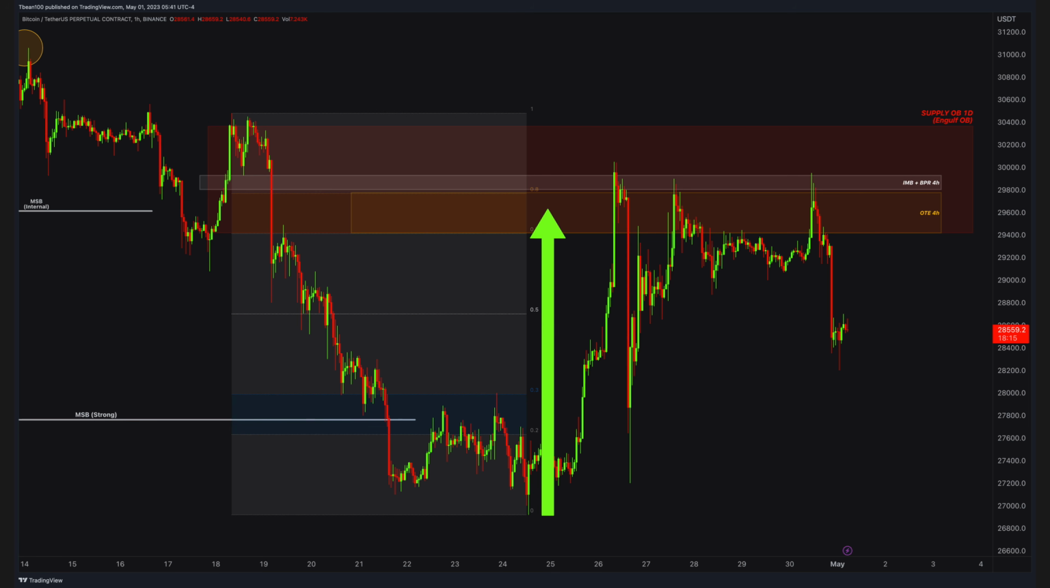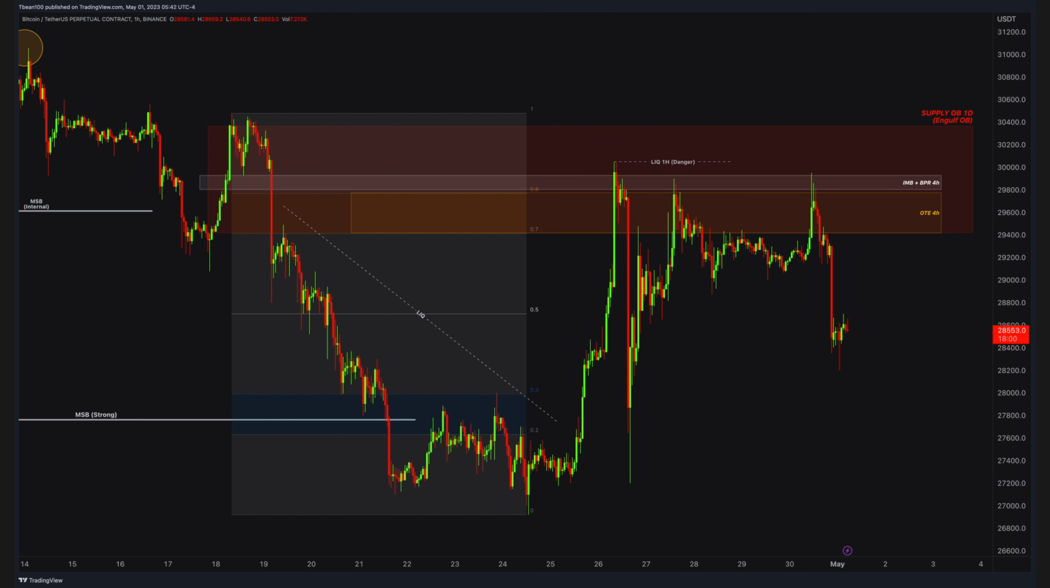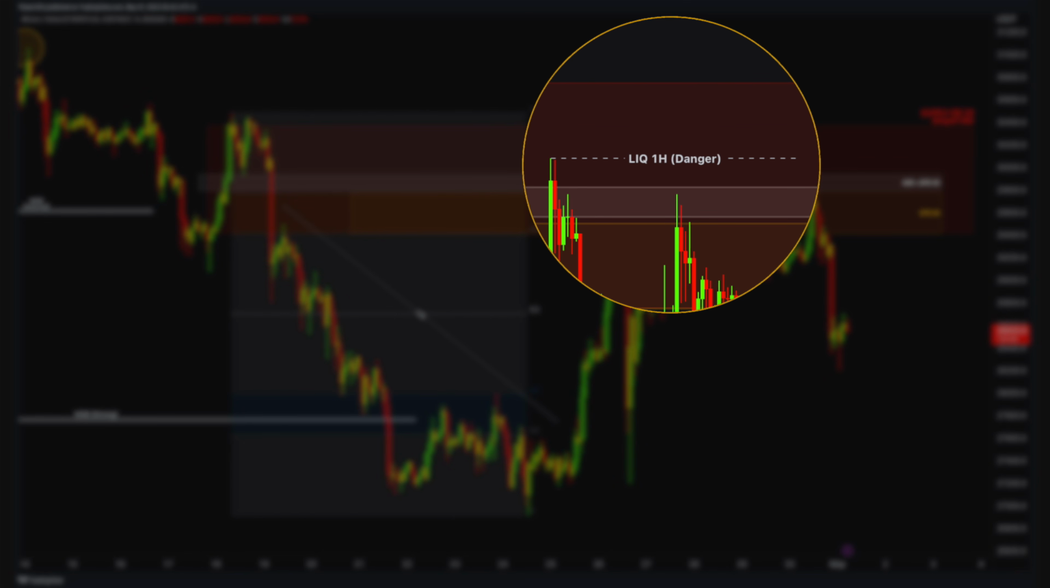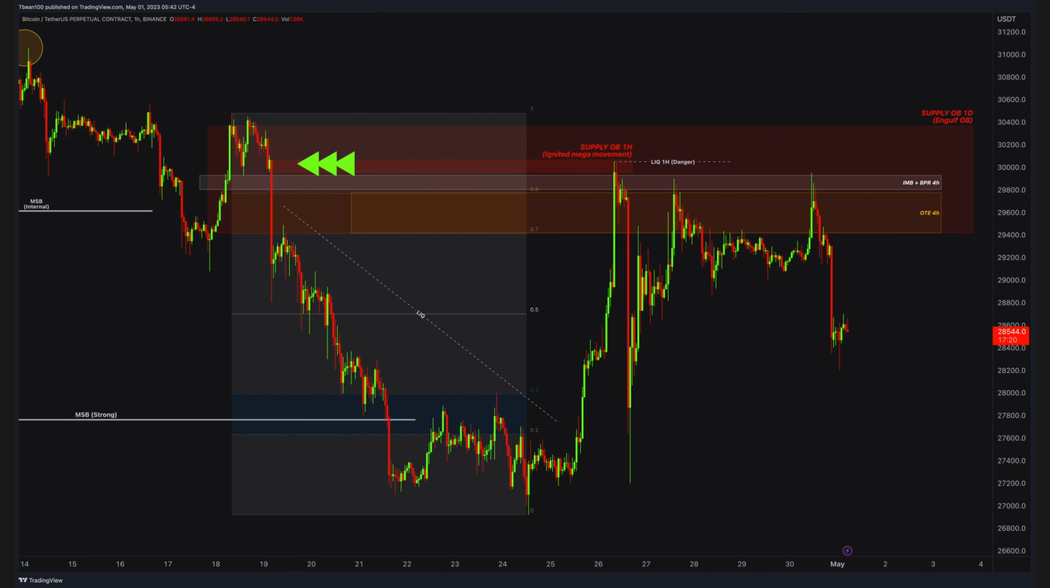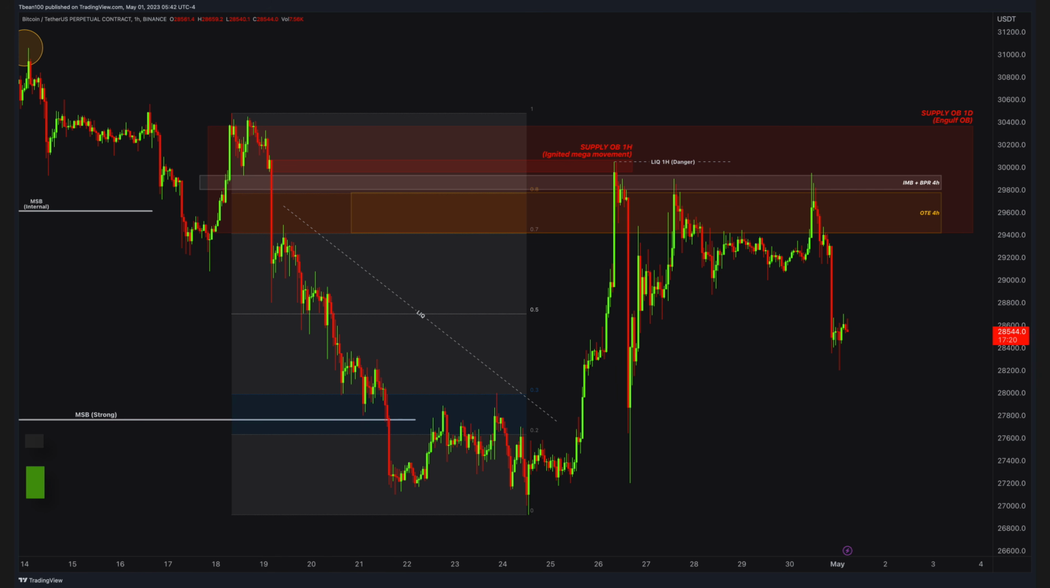Remember our last video, how we predicted this rally? This rally basically cleared all this downtrend liquidity and filled the mega imbalance right at this point. Now, in the 1-hour chart, we have a significant high, danger liquidity. It is also blocked by this 1-hour order block, which caused a massive move downwards. It is obvious that the price is having a hard time passing here at the $30,000 level, a round number.